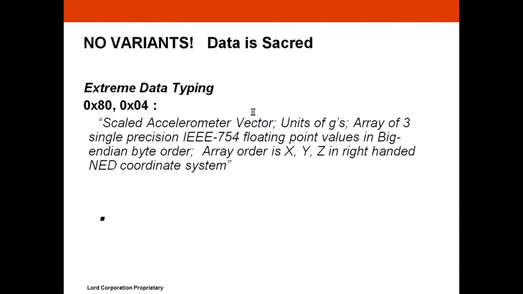And I'm going to read this literally because it's very important. I call it extreme data typing. If you get a descriptor set of hex 80 and a descriptor byte of 04, this means it's a scaled accelerometer vector. The units are Gs. It's an array of 3 single precision IEEE 754 floating point values in big endian byte order. Array order is XYZ in right-handed north-east-down coordinate system. Those 2 bytes are sacred.